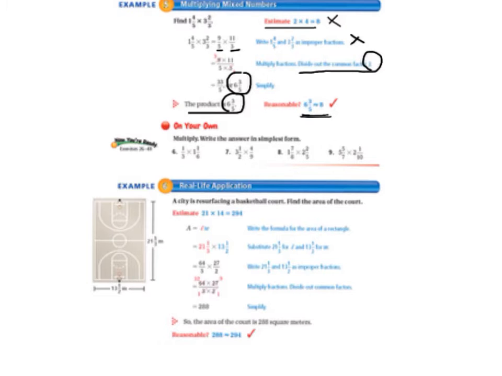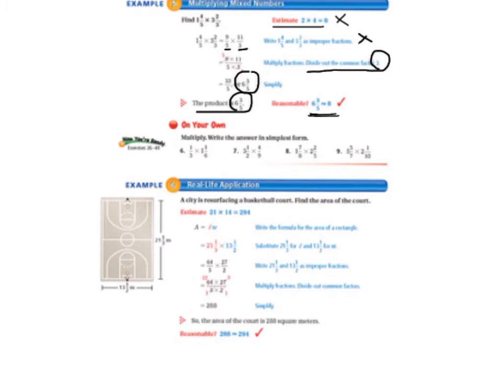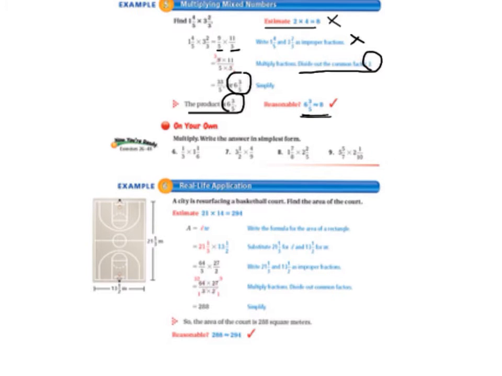Now let's look at example 6, a real-life application. A city is resurfacing a basketball court. Find the area of the court. So we need to remember that area is where you multiply the length times the width. So we have a length and a width of 21 and 1/3 times 13 and 1/2 meters. So we are going to estimate. And when we do that, we round 21 and 1/3 to 21, and we round 13 and 1/2 to 14, and we come up with an estimate of 294 meters.